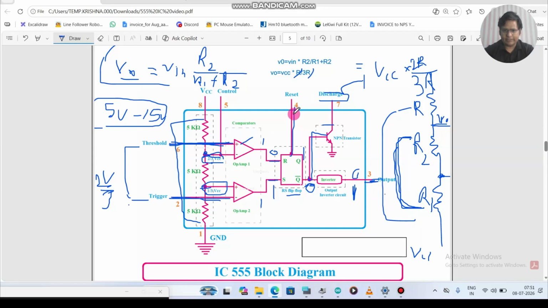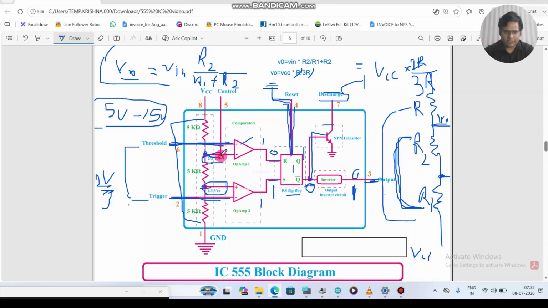There is one more pin, reset, over here, pin number 4. The reset job is, let's say the flip-flop has 1 stored in it. You can have a reset pin connected to GND, for example through a button connected to GND. Whenever you press it, the value will be reset again. So that's the use of this reset pin.